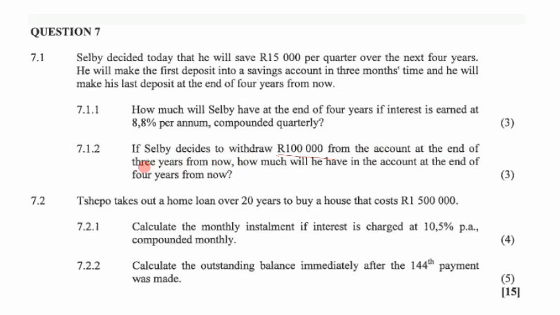Right. Now 7.1.2 says if Selby decides to withdraw 100,000 from the account at the end of 3 years from now, how much will he have in the account at the end of 4 years from now? So he decides to withdraw the 100,000 before the end of the investment period. So now we know that when you withdraw money from an investment account, there are penalties, right? So when he withdraws this 100,000, he will not only withdraw the 100,000, but he will also withdraw the interest. The 100,000 will be withdrawn with the interest that he could have earned for the remaining year that was left until the end of the investment period.